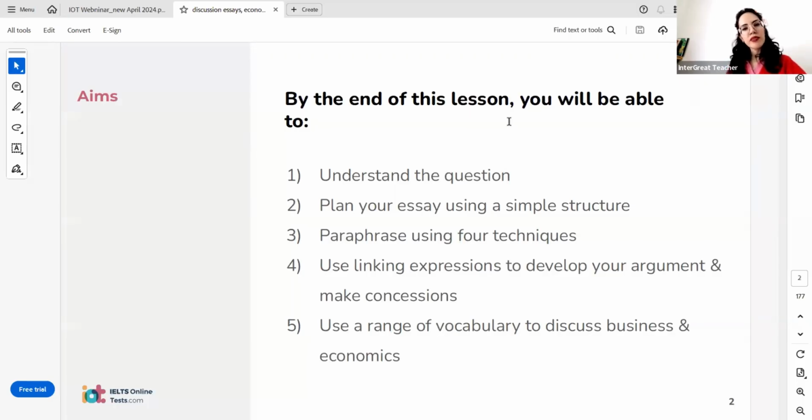First, let's see what the aims of today's webinar would be. First, we will learn how to understand the question. We will plan the essay using a simple structure for discussion essays. We will work a little bit on paraphrasing, so what it is and what techniques we have for paraphrasing. We will learn some linking words and linking expressions in order to develop our argument and to make concessions. I will later tell you what a concession is. And we will use a range of vocabulary to discuss business and economics. So let's get started.